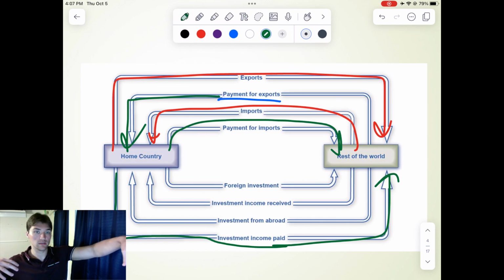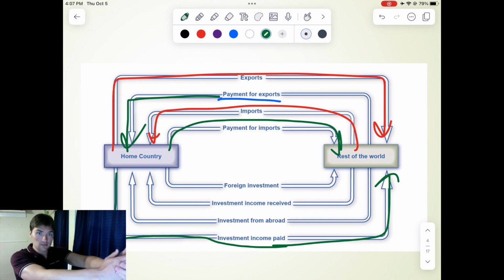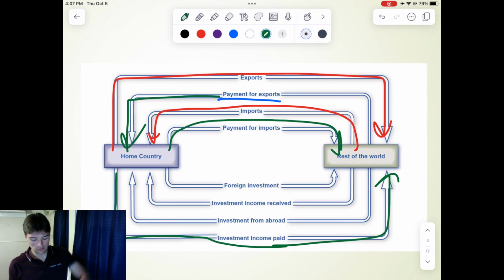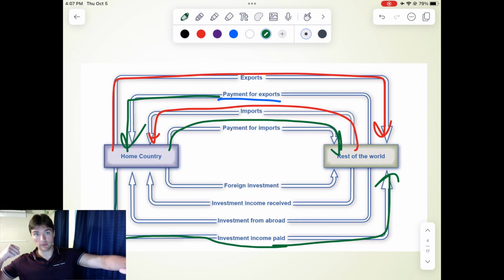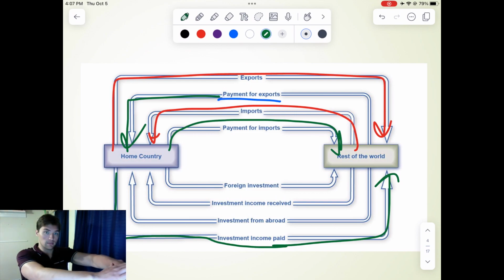So what you're going to do is send your investment income to Europe. Okay? So this screen here, investment income paid. So you're taking your money from the US and you're putting it in Europe. Okay, you're sending it over there.